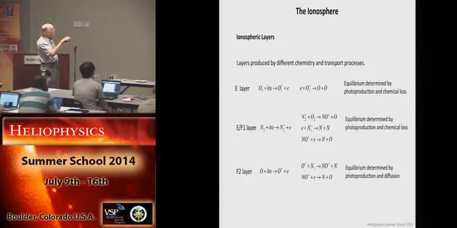So here, in the F1 layer, you produce O2+ and N2+, and O2+ and N2+ are lost. O2+ by this reaction, N2+ by these two reactions.